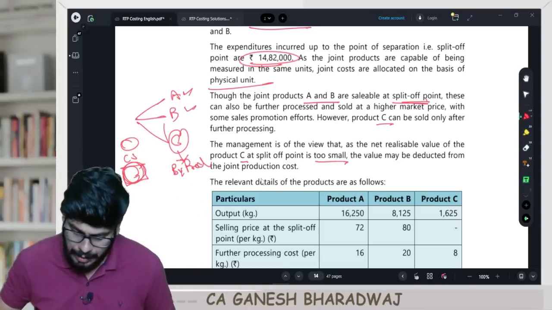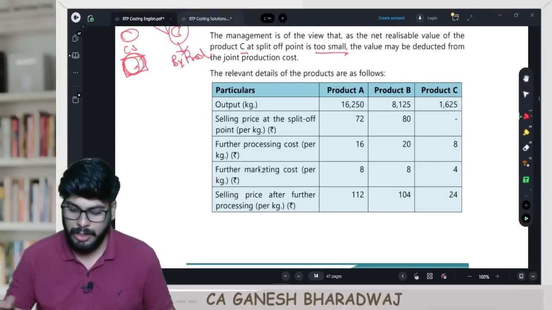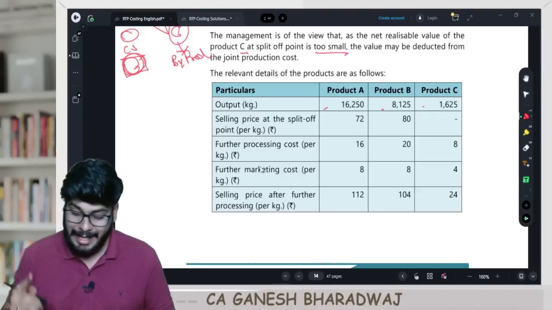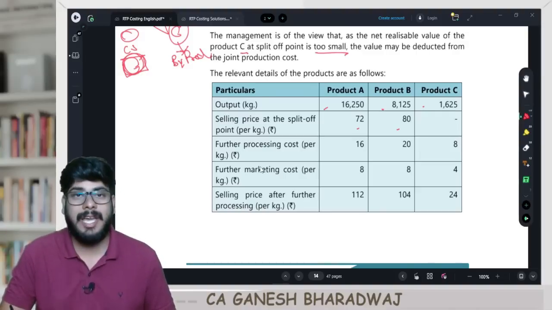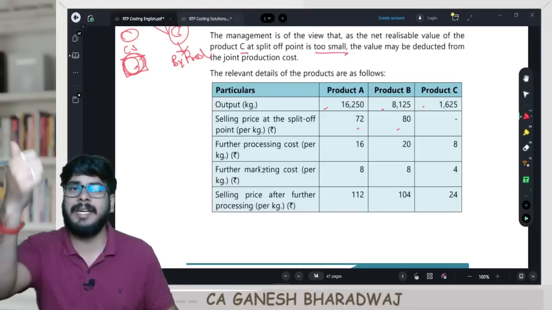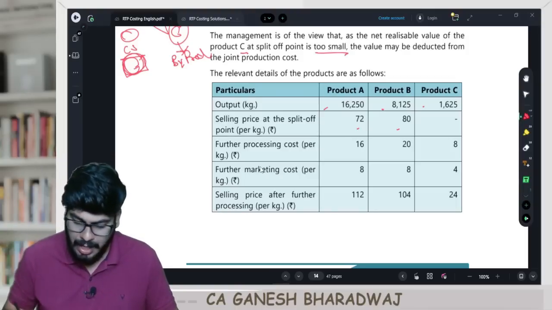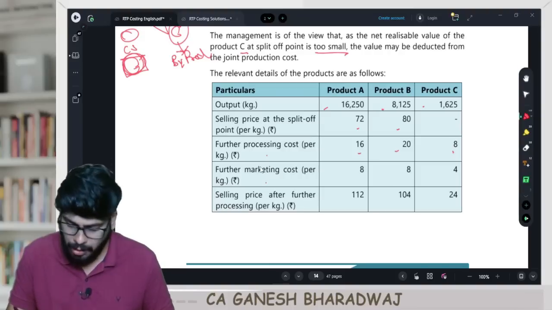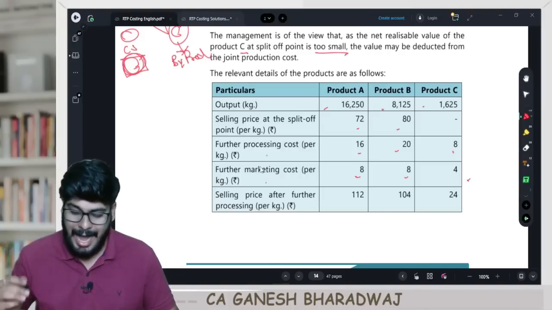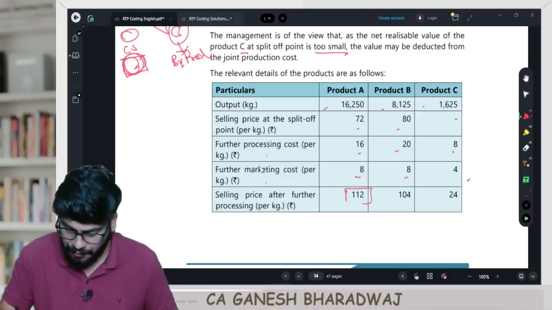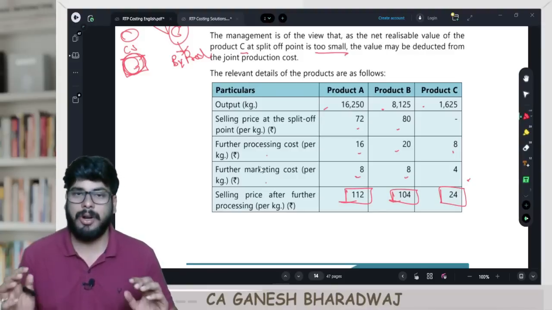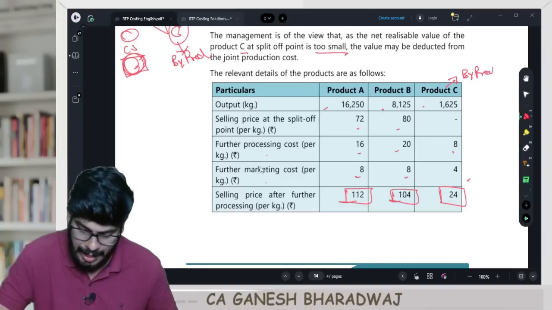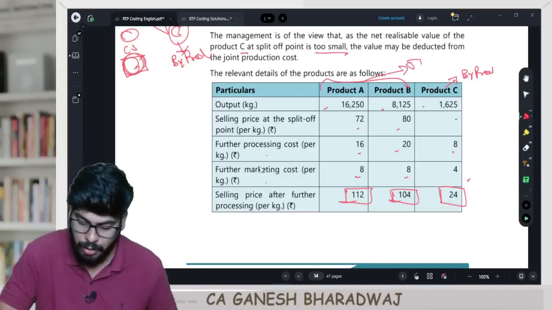Going forward, the relevant details of the products are as follows. For each of the three products, the output is given in the question. The selling price at the split off point for A and B is given. For C, they have told very clearly it cannot be sold at the split off point. Further processing cost for A, B and C is given. Further marketing cost for A, B and C is also given. And the selling price after further processing, the final sales value for all three products, is given. Mind you, product C is a byproduct, and A and B are joint products. Are you clear with this? Fine.